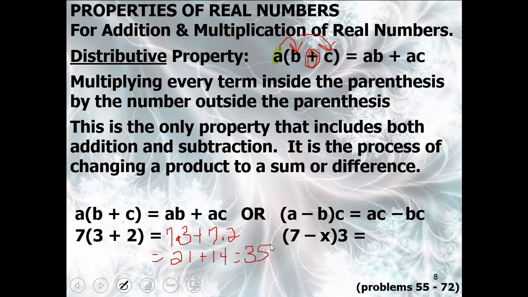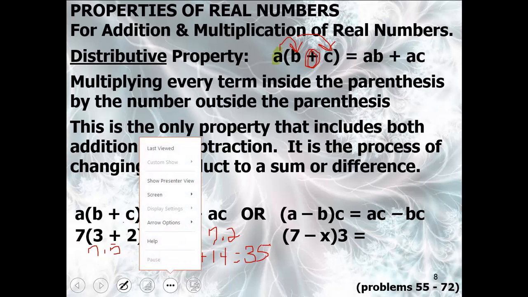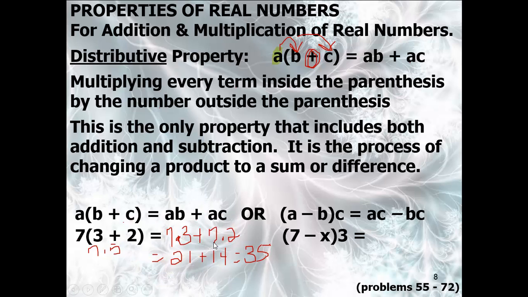Now, if we use our order of operations, we would have to do what's in the parentheses first, right? So let's check our answer. 3 plus 2 is 5. What's 7 times 5? 35. You see how you get the same answer? Exact same answer.